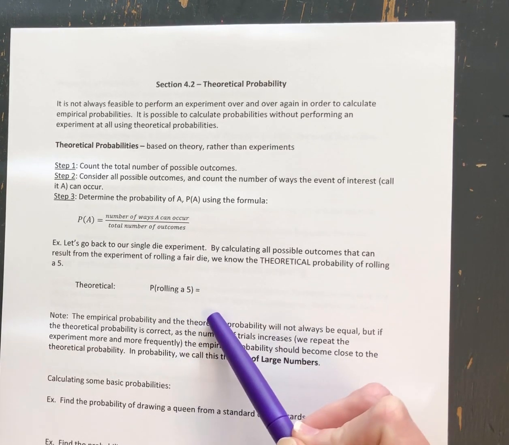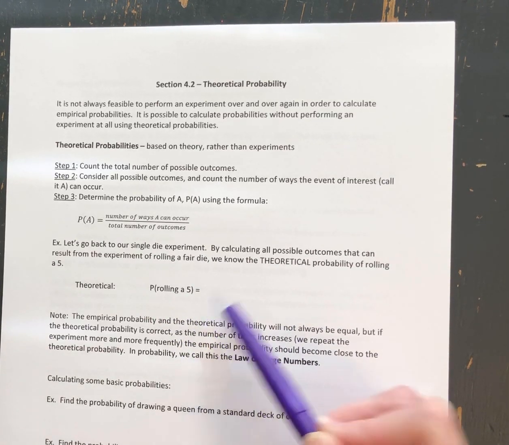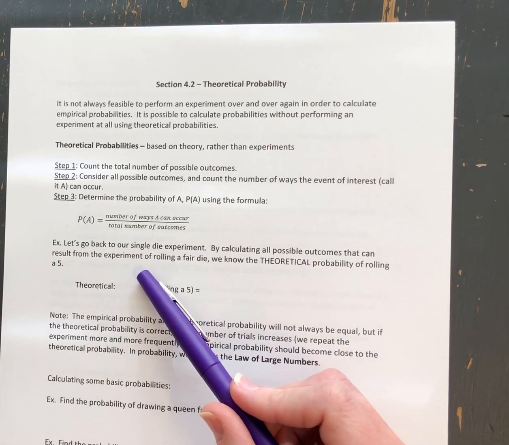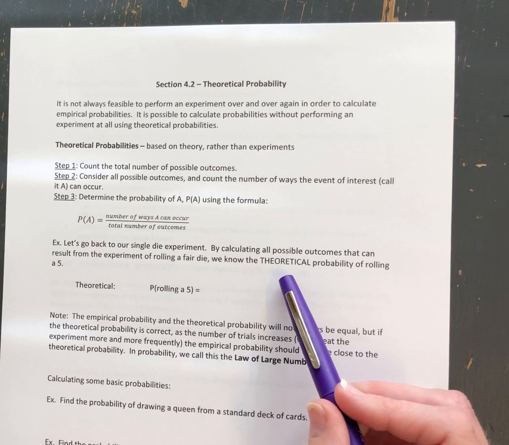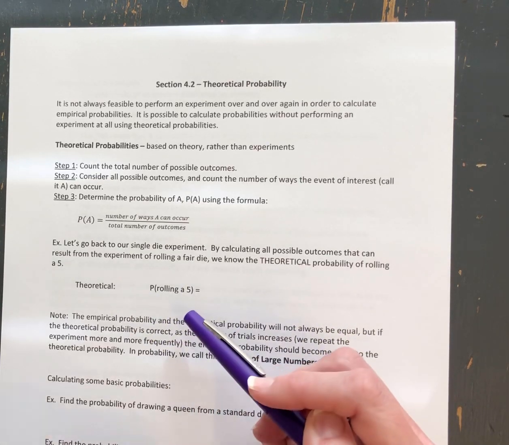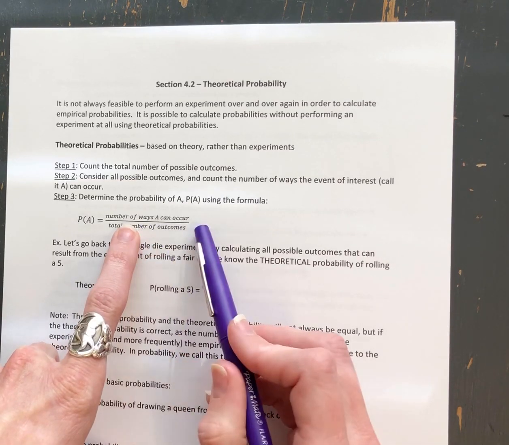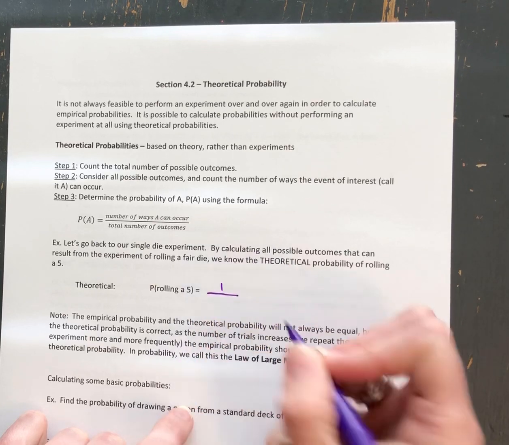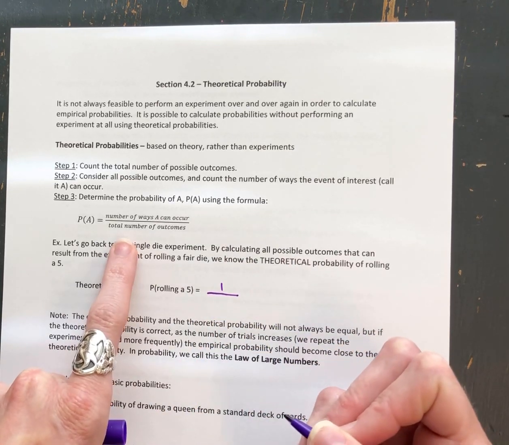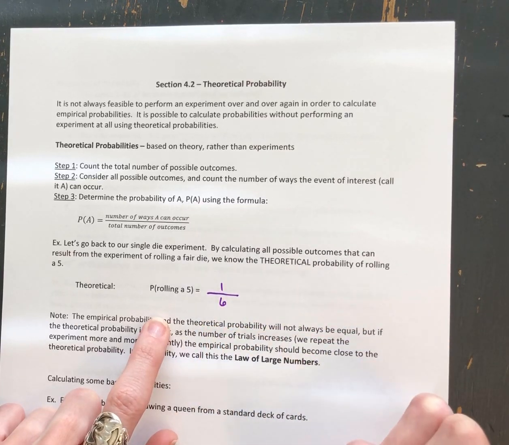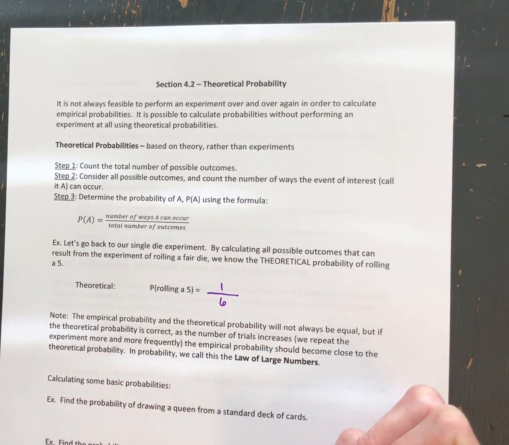So if we go back to our single die experiment, by calculating all possible outcomes that can result from the experiment of rolling a fair die, we know that the theoretical probability of rolling a 5 can be calculated by taking the number of ways to roll a 5, which there's only one way to roll a 5, out of the total number of possible outcomes. Well, when we roll a 6-sided die, there are 6 possible outcomes, and so that theoretical probability is 1/6.